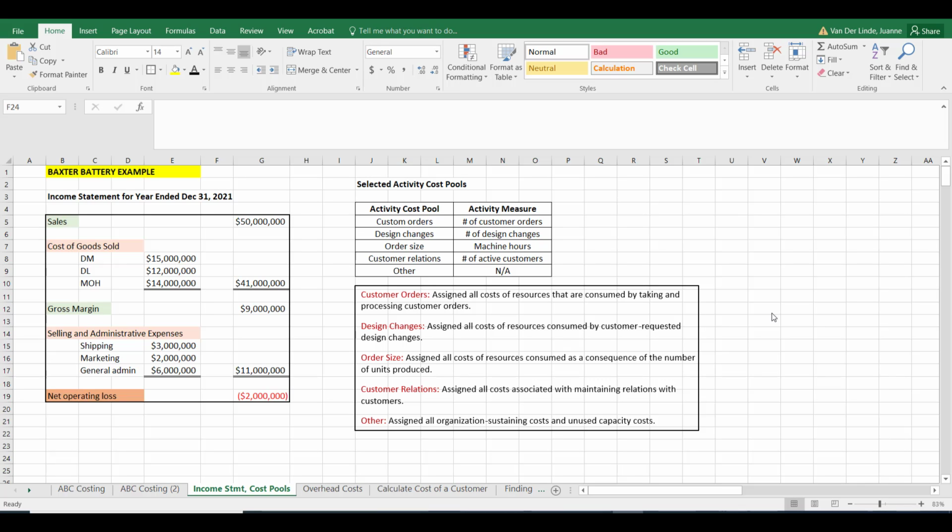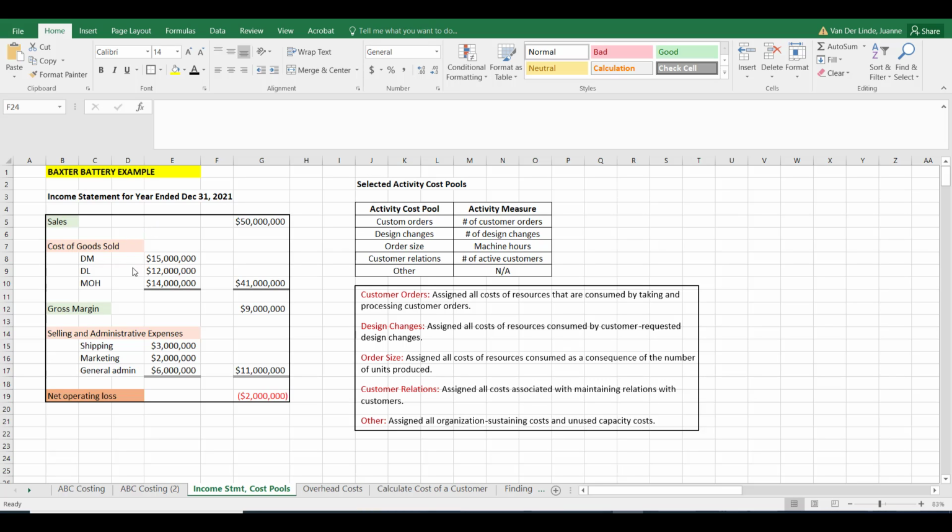In this video, we're going to start looking at an example to illustrate activity-based costing. And this is the same example pulled from the PowerPoint, but we're going to look at it in detail here. So the company we're looking at is Baxter Battery, and they give us their income statement for the year ended December 31st, 2021 here. So this is a traditional income statement.